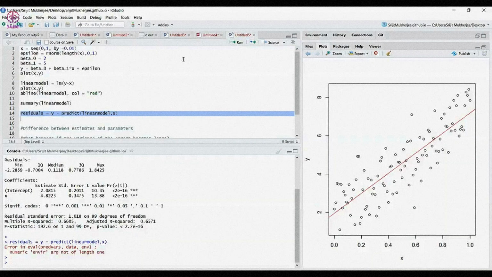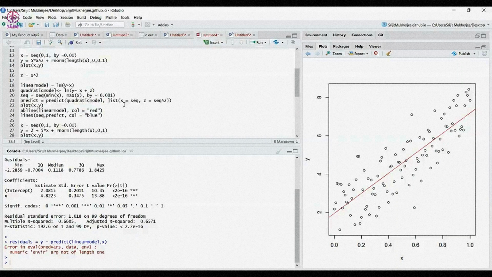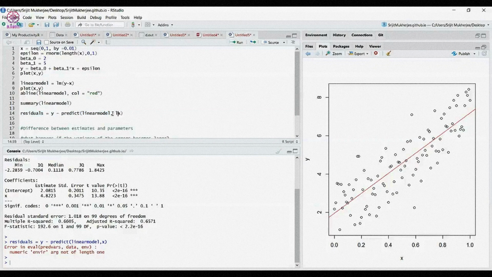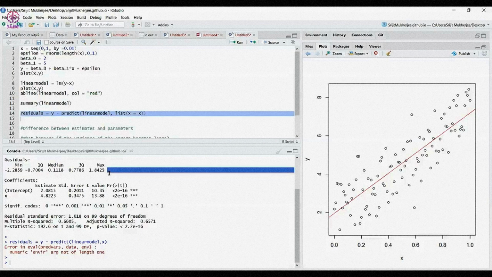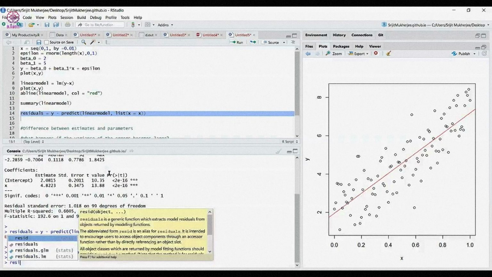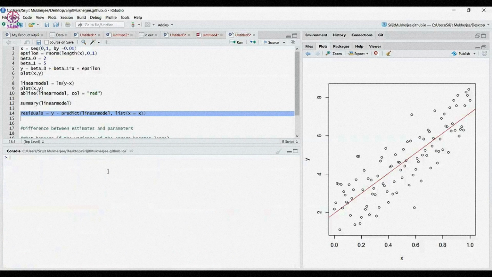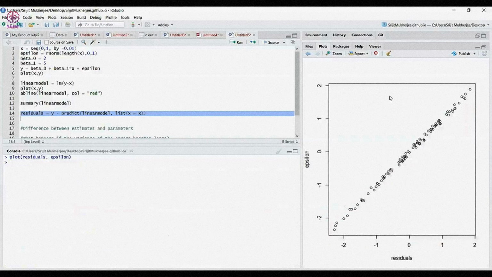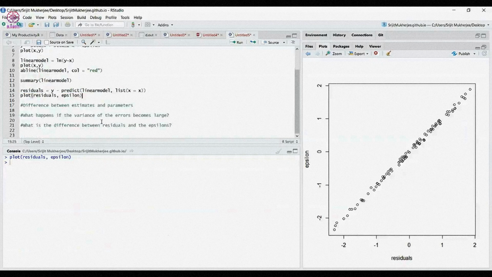There's some error. What error did I make? Yeah, it will be a list. X is equal to x. Will it work now? Yes. So let's see the residuals. It looks like this. Let's now plot the residuals and the actual epsilons. Observe that they're almost equal, but they're not the same, okay? That's the beautiful idea of the residuals and the epsilon. They are almost the same, but not equal. So that's sort of an estimate of that. Therefore, we understood the difference between residuals and epsilons.